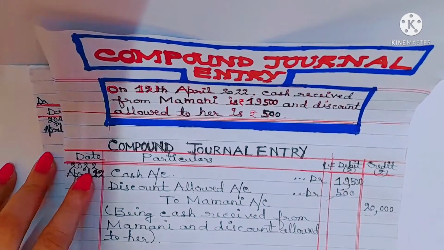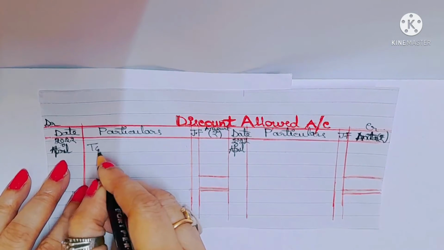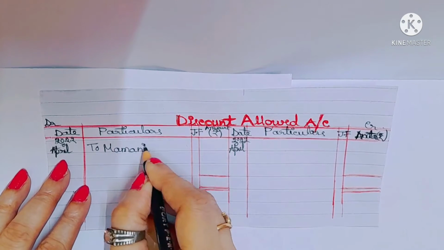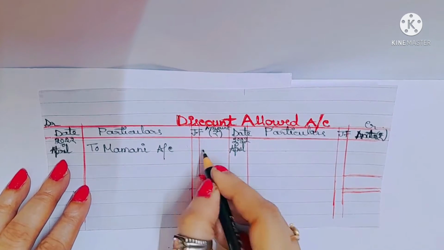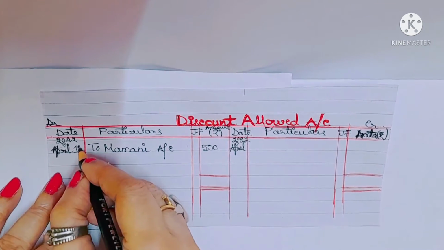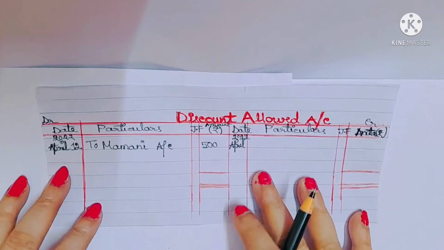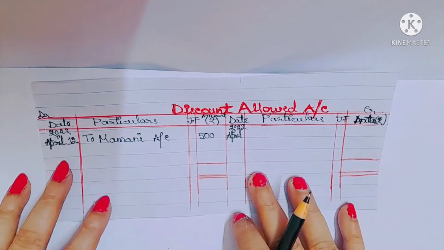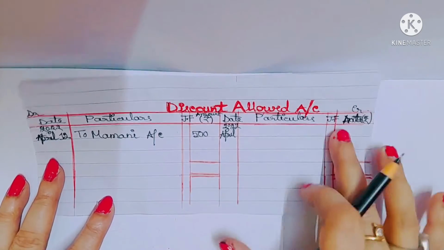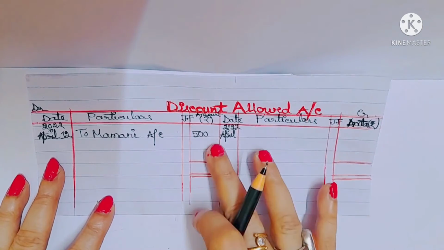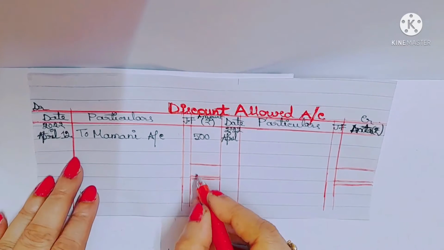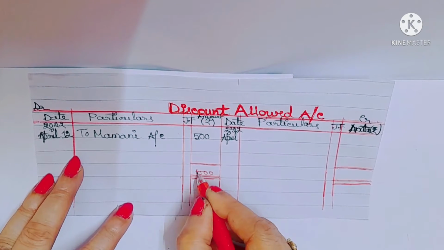Let's do it. To Mamuni account. How much? 500, discount allowed. What is the date? 12th April. So there is no other transaction regarding discount allowed. We'll have to close the account. Which side is greater? Obviously the debit side. So we'll write 500 on both sides. This is the rule.